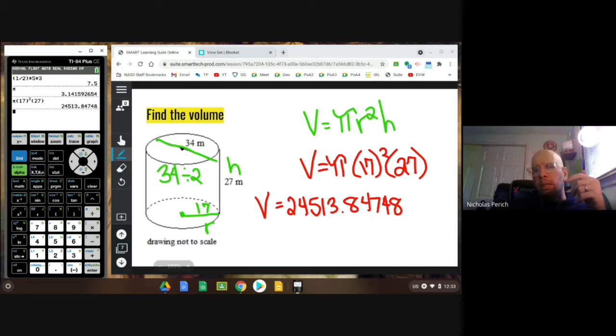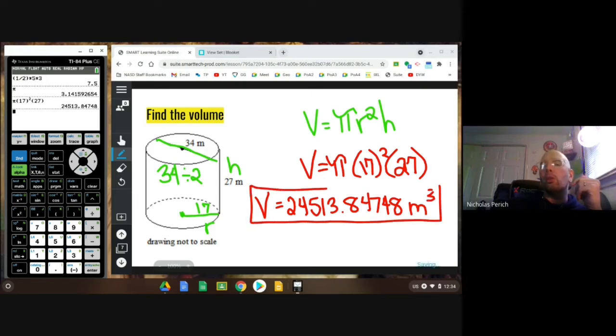My unit is meters. And since it's volume, it's going to be meters cubed. It's a gross problem.